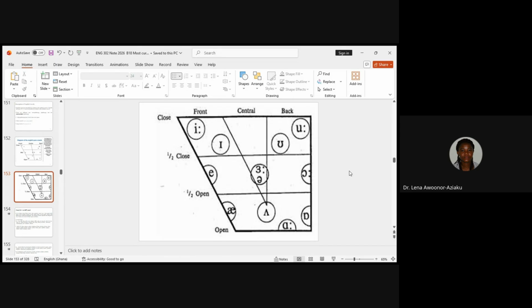Suppose you are examining a speech community, you want to know the sounds they have. Perhaps you don't even know anything about it. This is the first time you want to examine their phonemes to know which phonemes they have. You will definitely take speech samples from them. When you take their speech samples and then you go to your room, you are listening.